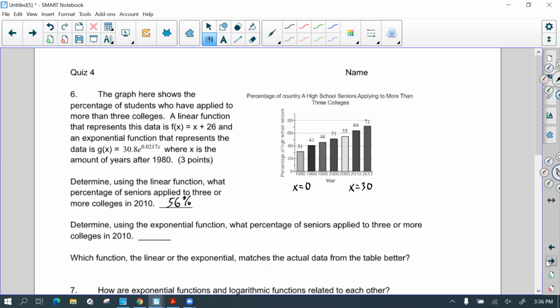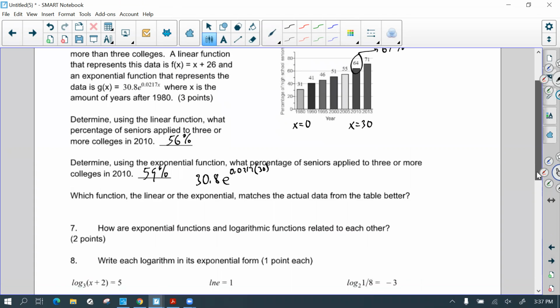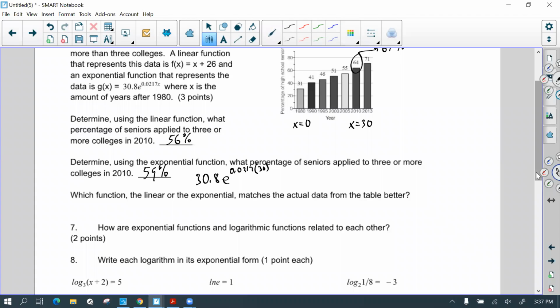The exponential model, you would have to do 30.8 times e raised to the 0.0217 times 30, and you get about 59%. Well, in 2010, according to this data, 64% of seniors actually applied to 3 or more colleges. And it turns out that the exponential was more accurate because 59% is closer to 64 than 56 is.